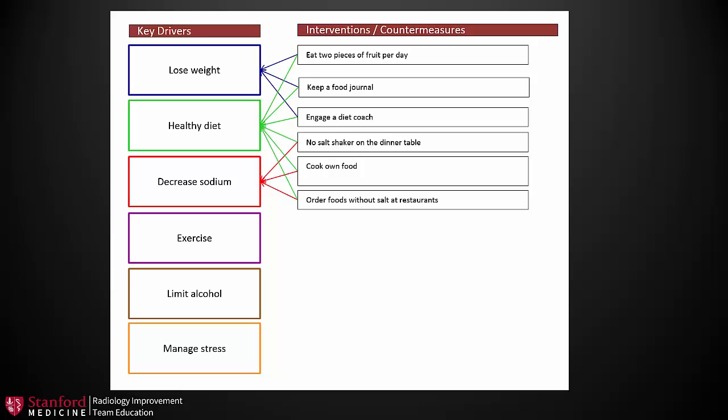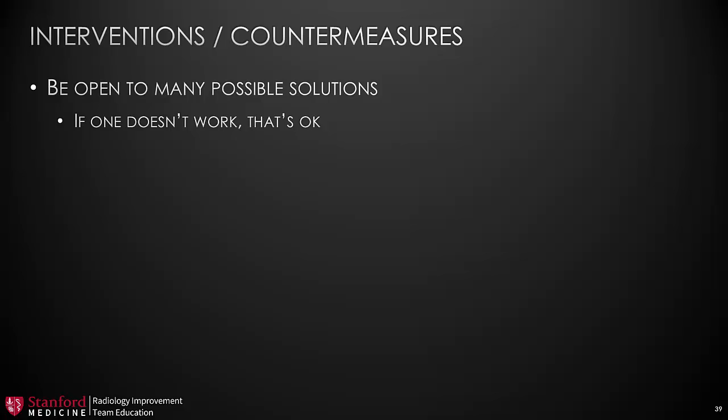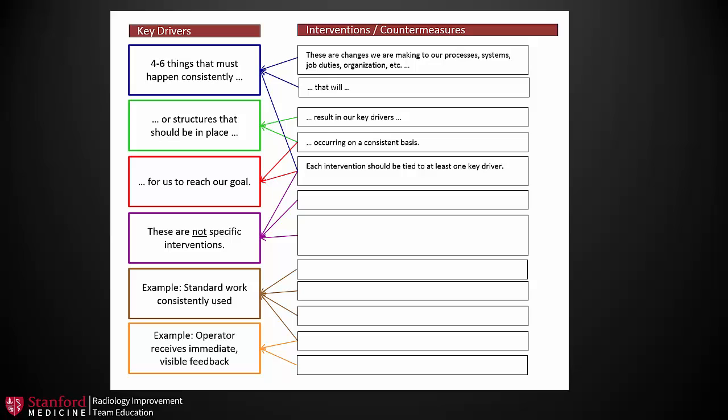The best interventions are those that impact more than one key driver, as we believe that the same interventions that will help us improve our diet will also help us lose weight. A couple of points to keep in mind here. Again, the point of the interventions or countermeasures is to achieve the key driver. There usually are a variety of ways to get there, so we should at first not limit ourselves to one solution. That way, if one solution doesn't work, then we have other alternatives. We should come up with a variety of proposed solutions through good brainstorming techniques. And as we come up with these solutions, we should keep asking ourselves which key driver the intervention or countermeasure supports. If it doesn't support any of our key drivers, then we should either reconsider our key drivers or reconsider the intervention or countermeasure.